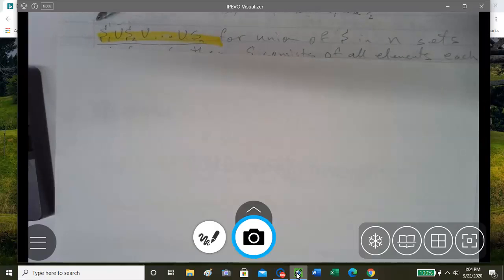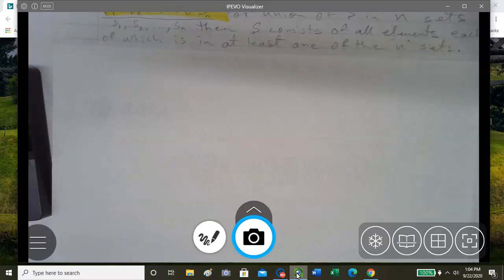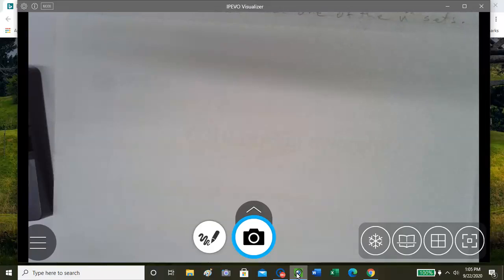So we have set S sub 1 union set S sub 2, union set S sub 3, union S sub 4, union S sub 5, and so on, union S sub n, where n is a natural number, for the union of n sets. We have S sub 1, S sub 2, and S sub n. Then S consists of all elements that are in at least one of the n sets, so there's at least one element in each of the sets that are in the union of all the sets.